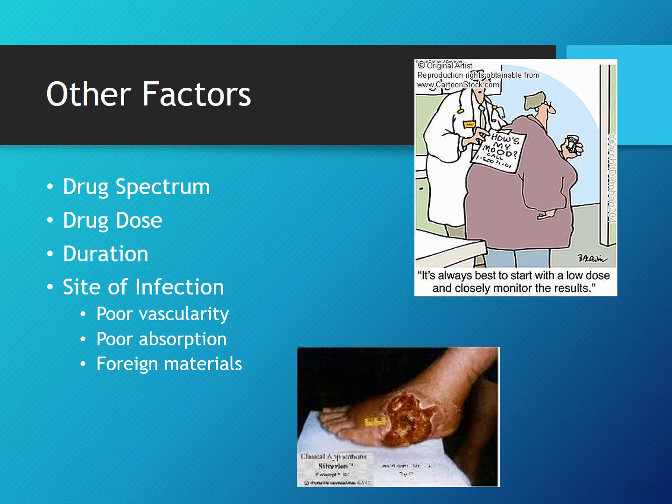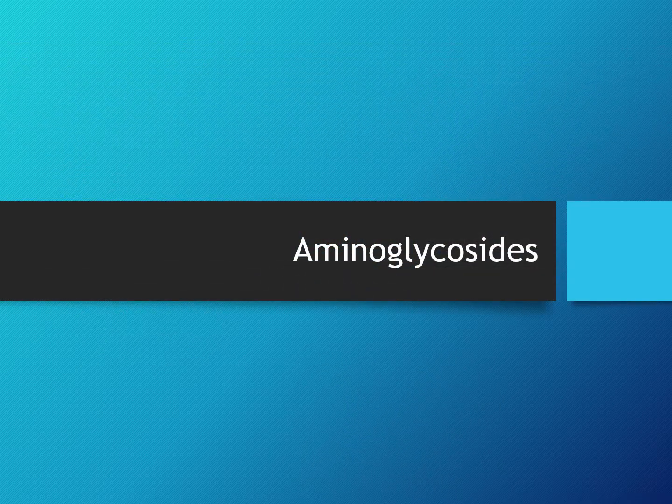So we're going to look at some specific types of antibacterials coming up next. We're going to start with a look at antibacterials with the classification of aminoglycosides.